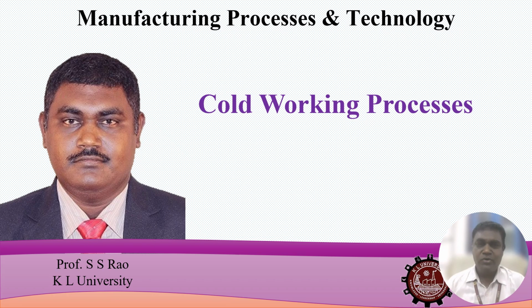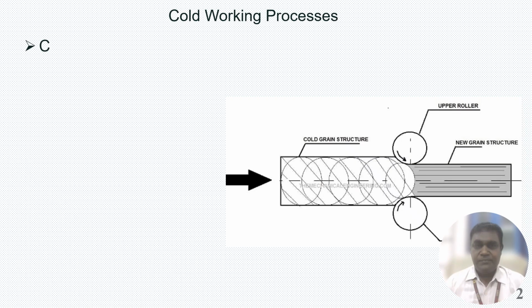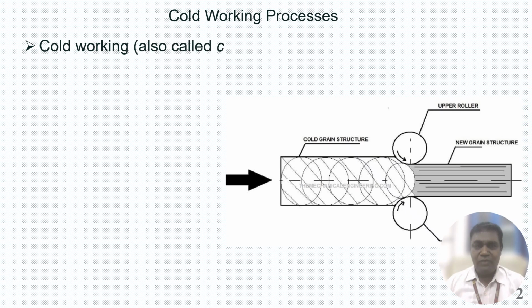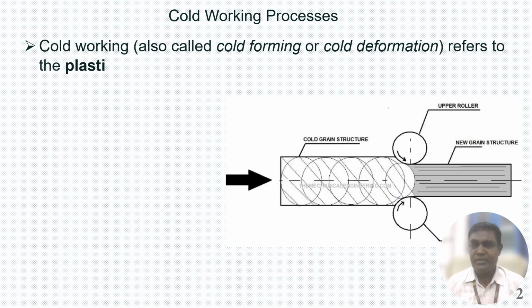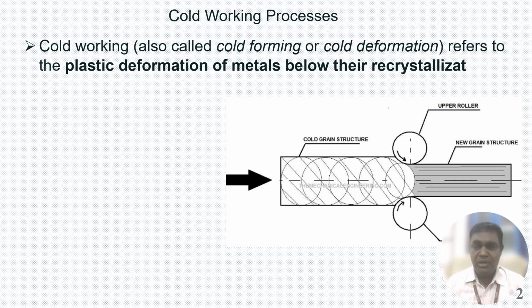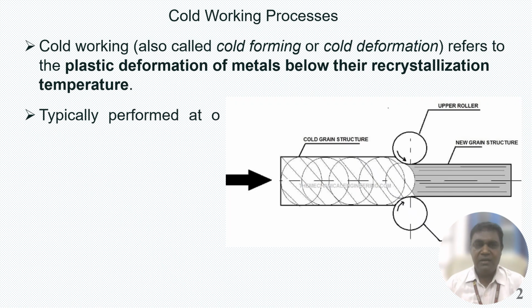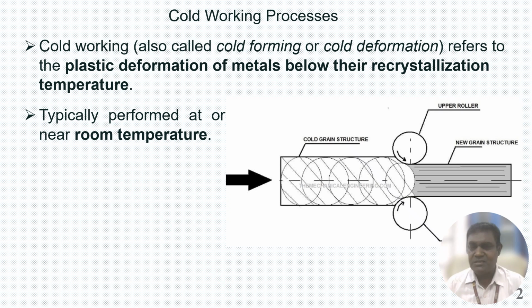In this video, I'm going to explain cold working processes. Now, cold working, also called cold forming or cold deformation, refers to the plastic deformation of metals below their recrystallization temperature. So the processes typically performed at near room temperature are called cold working processes because the temperature is below the recrystallization temperature.